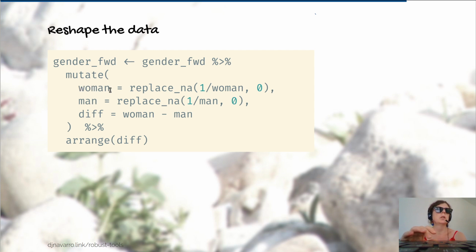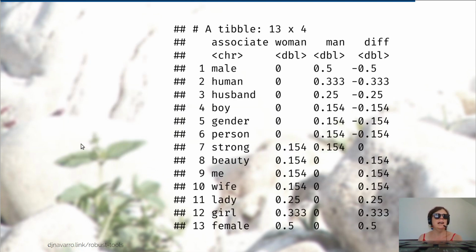First off, for the woman variable, I'm going to replace the na values with 0, and I'm going to replace everything else with 1 over whatever its current value is. And for man, I'm going to do the same thing, and then I'm going to create a difference variable between the two, and then I'm going to arrange it by diff. That is not immediately obvious, I suspect, for you seeing it right now.